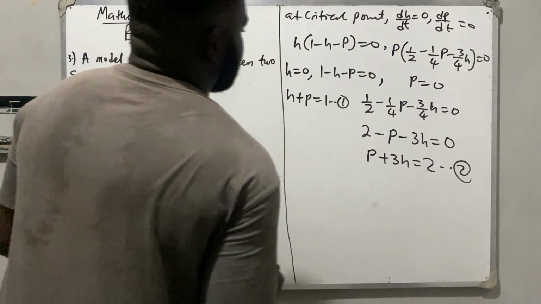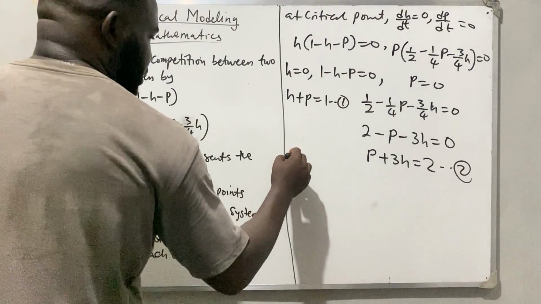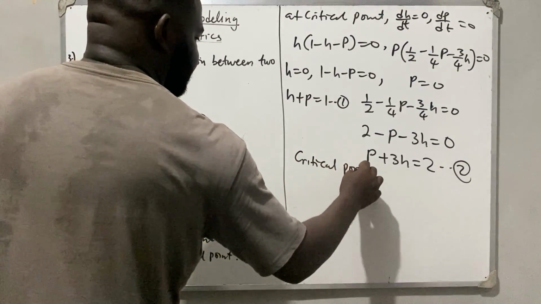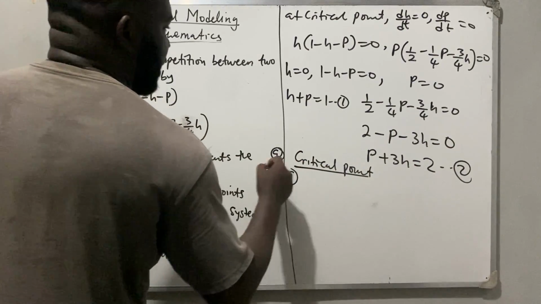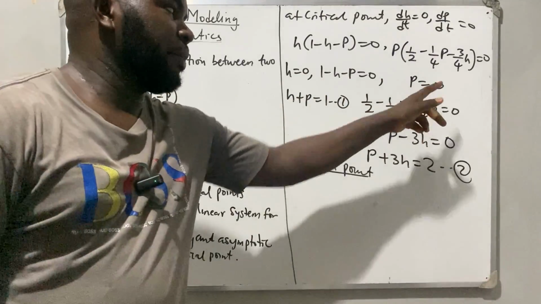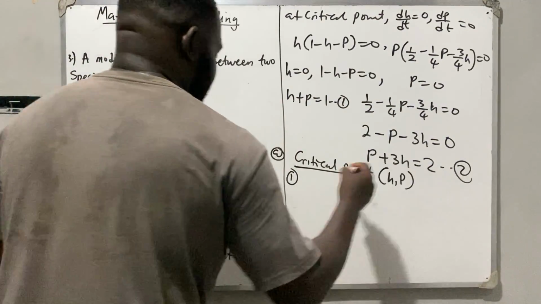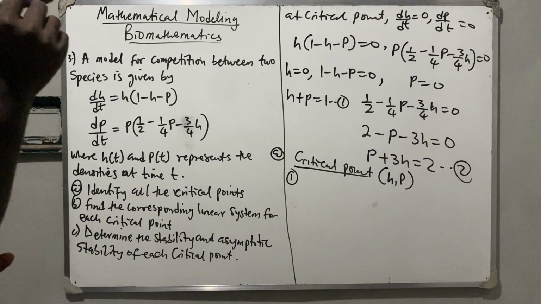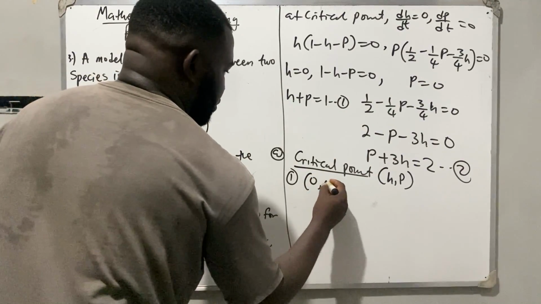Let me call this equation 2. So now to get the critical points, that is for question A. The first critical point we are going to get is when h is 0 and p is 0. The critical point is written as h comma p, so you write the h before the p. So the first critical point is (0, 0).